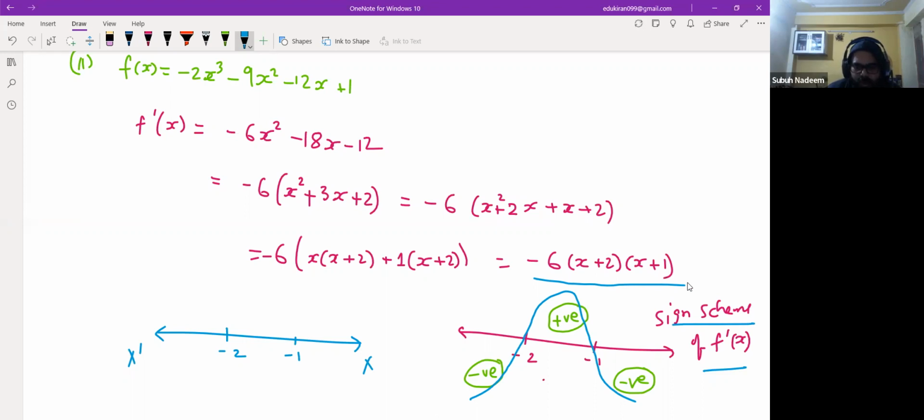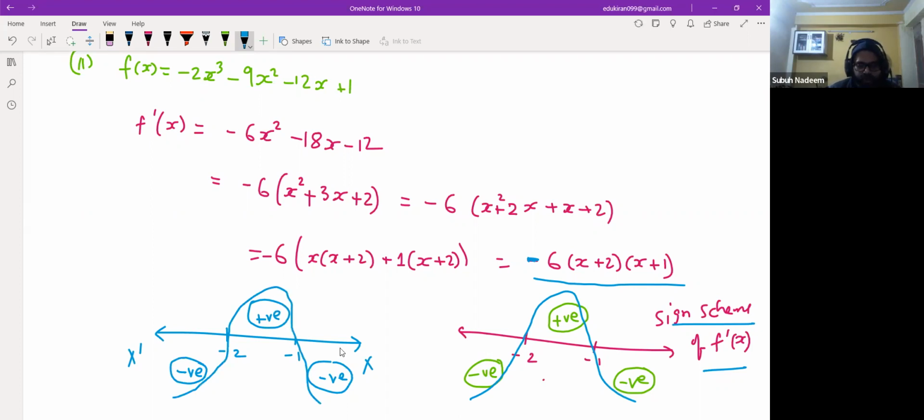Yes. Okay, this sign scheme we used to do in class 11th when we did quadratics. So this will become 0 at minus 1 and minus 2. And then since outside there is a minus sign, we start from the rightmost portion. And the rightmost portion will be the sign which is outside. So negative is outside. So it will be negative. When you cross the critical points, it will become positive. And then again you will cross, it will become negative, alternately. So you can say that the graph is like this.